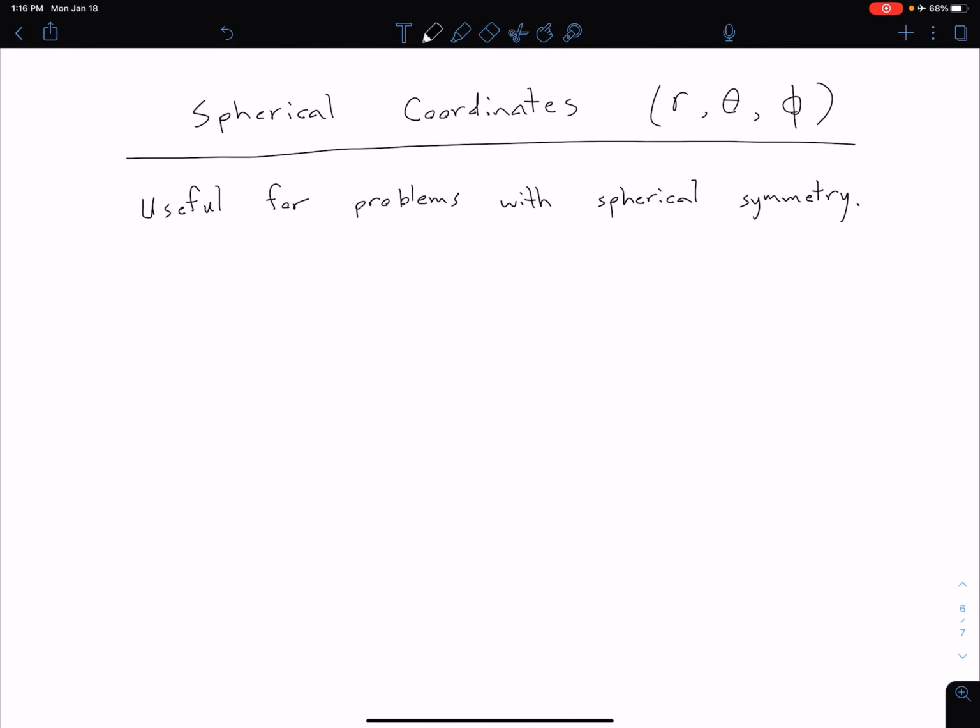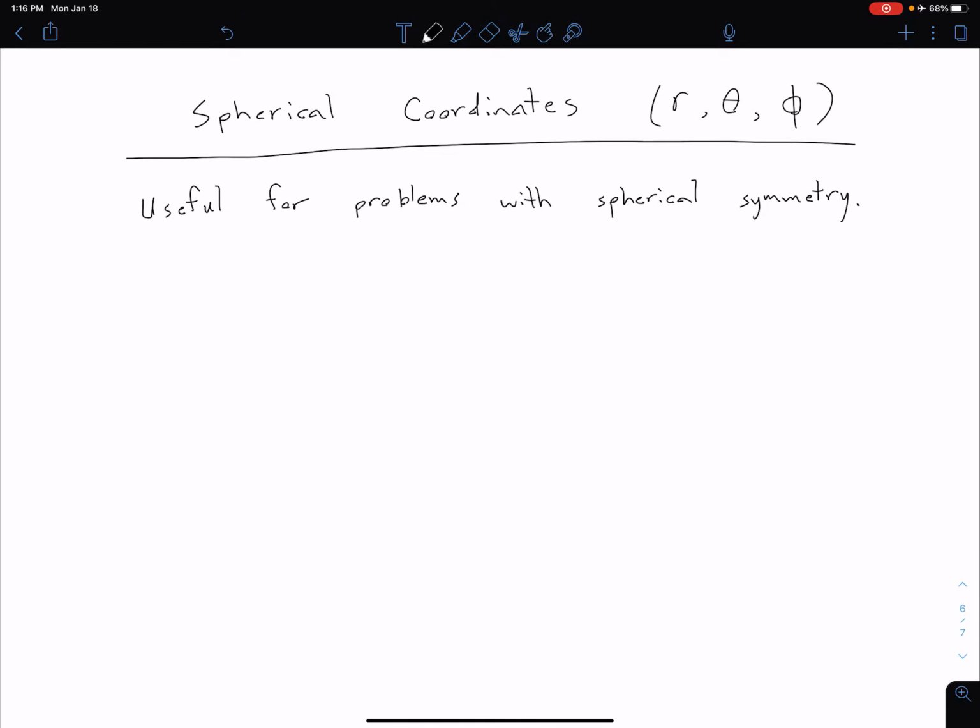The last coordinate system we're going to consider is our spherical coordinate system. As we can see here with our spherical coordinates, we're going to use r, theta, and phi to represent points. Our spherical coordinate system is going to be useful for problems that have spherical symmetry. We're going to see later on in the course examples using things like spherical capacitors.